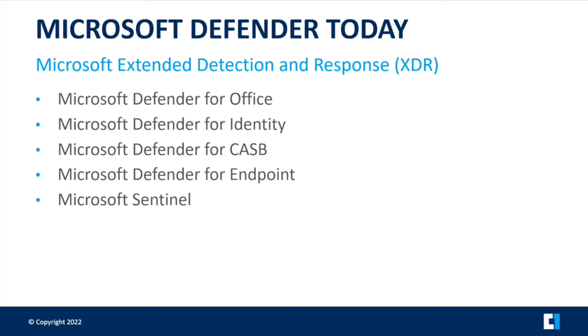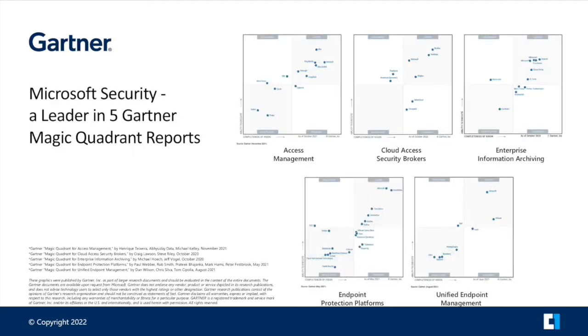Yep. So, before we dive in, a couple little things I forgot. We dropped these slides in there, right? So don't take our word on it. There's been independent studies out there that Gartner and Forrester have done, and Microsoft Security is a leader in 5 of the Magic Quadrants that they have out there right now. The 5, if you can't see it on the screen, because I know it's a little bit of an eye chart, are access management, cloud access security brokers or CASB, enterprise information archiving, endpoint protection platforms, and unified endpoint management.